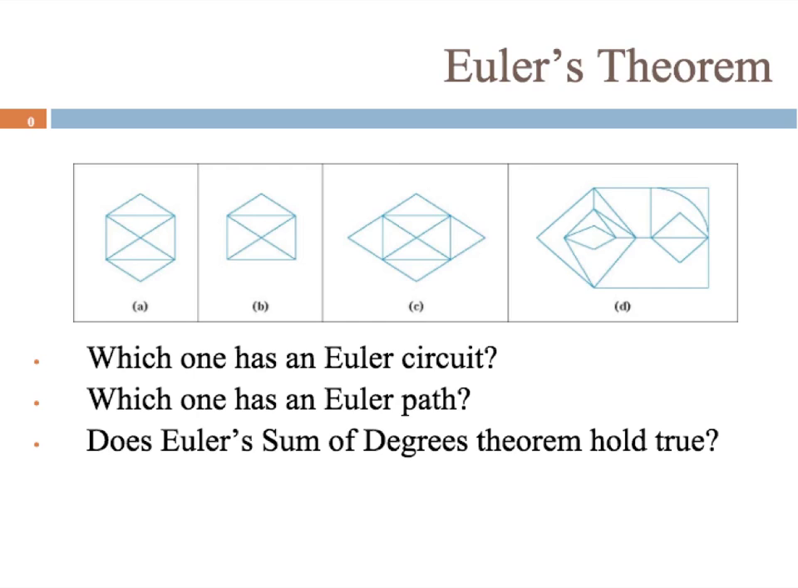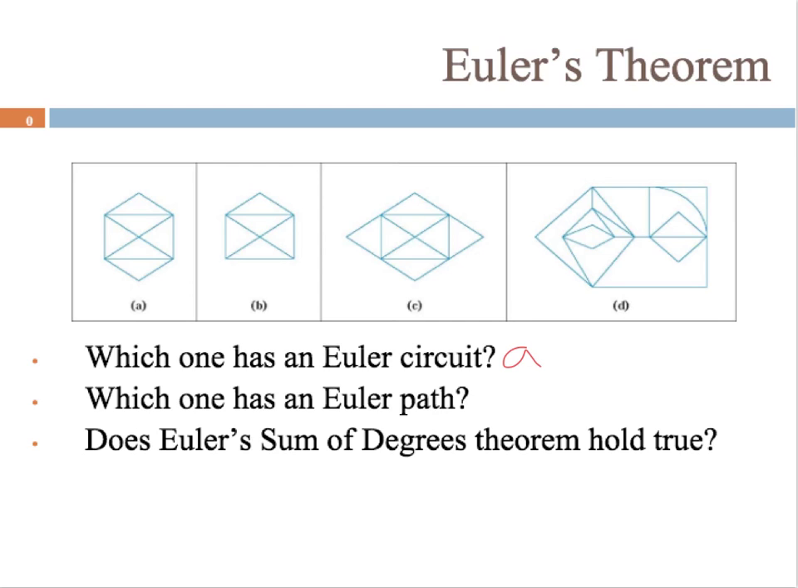So we'll end here with a couple examples. We've got 4 graphs to look at. So let's see, which one has an Euler circuit, which one has an Euler path, and then we're going to see if Euler's sum of degrees theorem holds true. So looking at graph A, do we have a circuit or a path? Well, I don't see any vertices that are odd. Everything either has degree 4 or degree 2 in it. So we're going to say that graph A has an Euler circuit.